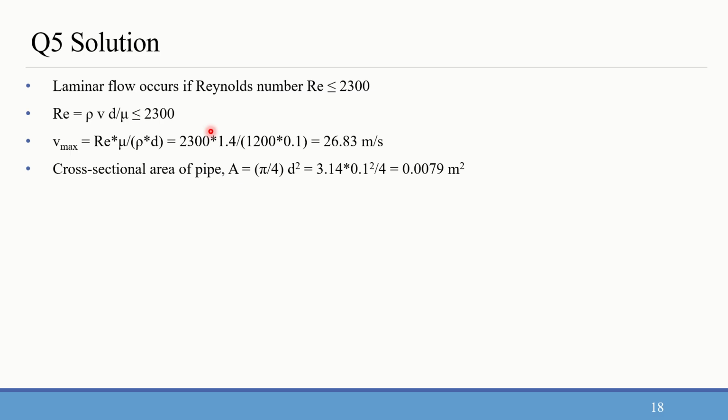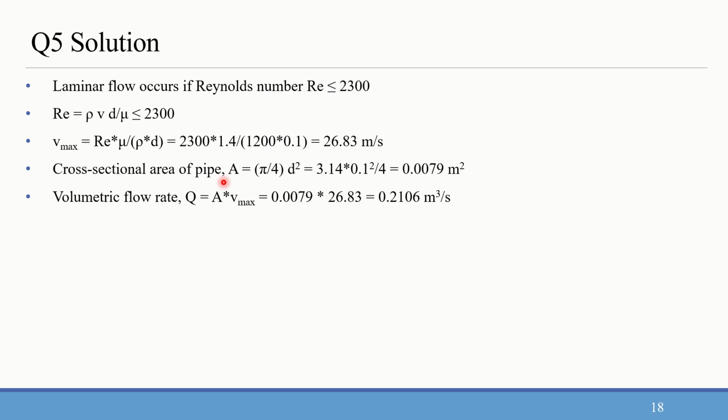If you are planning to use a Darcy equation or something, we need to know the A as well. So A is the cross sectional area of the pipe, so it is pi by 4 d square. Here d is 0.1 meter. So it is 3.14 into 0.1 square divided by 4, which gives us 7.85 into 10 power minus 3, or 0.00785, or 0.0079 meter square. Since it is a cross sectional area, its unit is meter square.